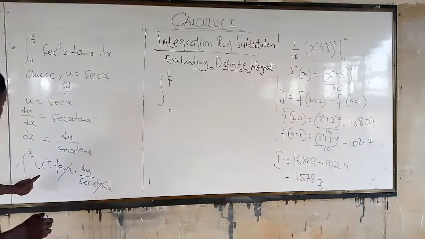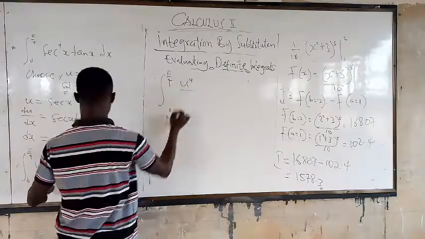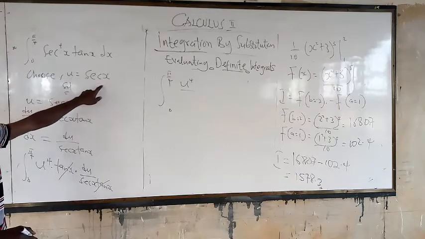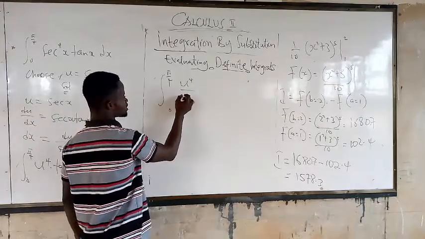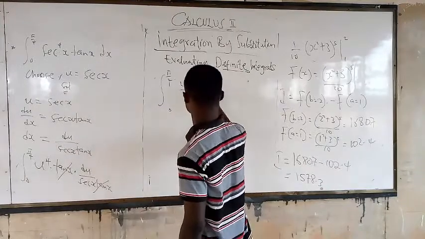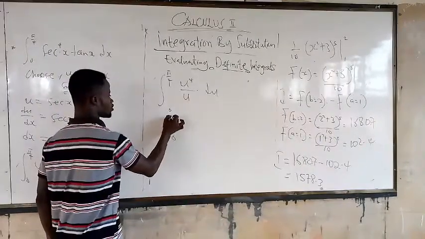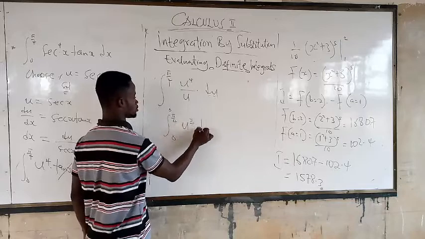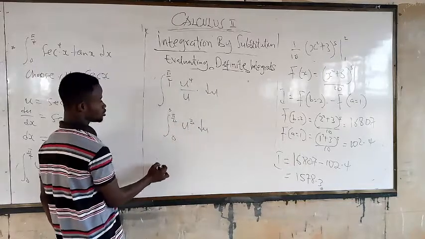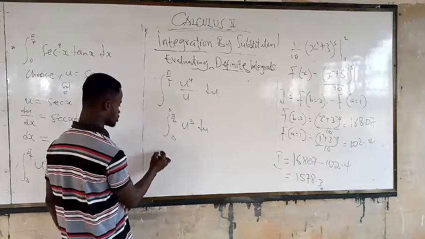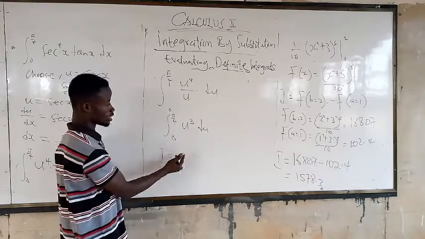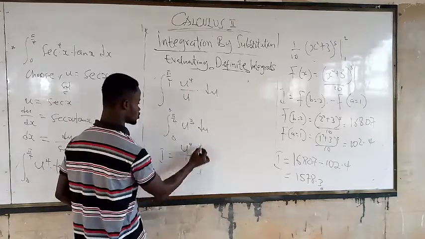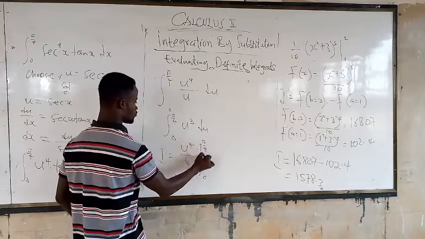So we are going to get u to the power 4 on top over sec s. But don't forget that we are saying that u is equal to sec s. So we can replace this sec by u times du. So we get the integral from 0 to pi over 4 of u to the power 3 du. So the integration is going to be u to the power 4 over 4. Don't add plus c, then you bring in 0 to pi over 4.